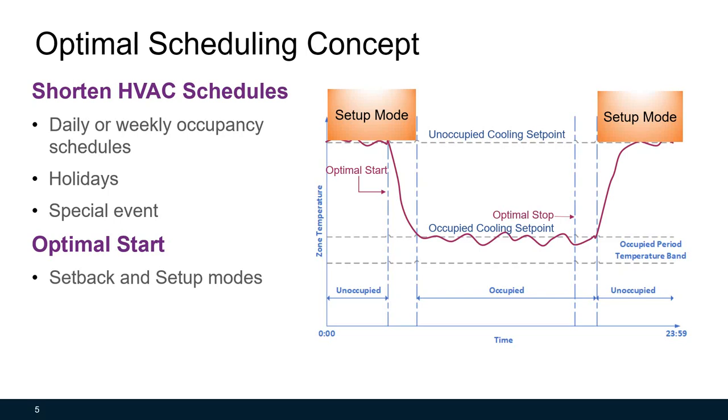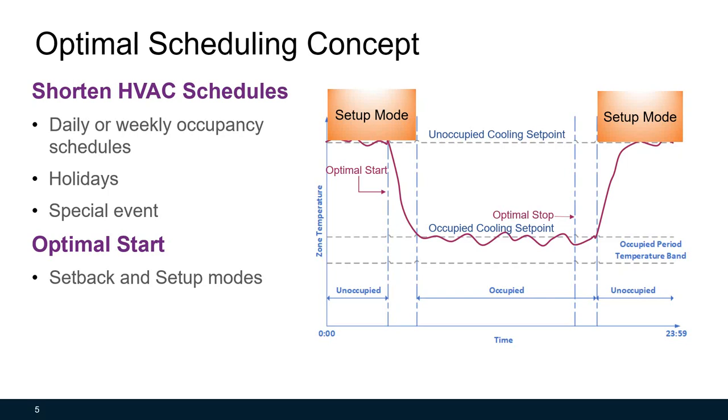Optimal start is referring to when you restart the HVAC system heating or cooling to make sure the zone temperature can be back to the occupied cooling or heating set point just before the occupied period begins. There's actually another concept called optimal stop. The HVAC system can be stopped earlier before the occupied period ends.